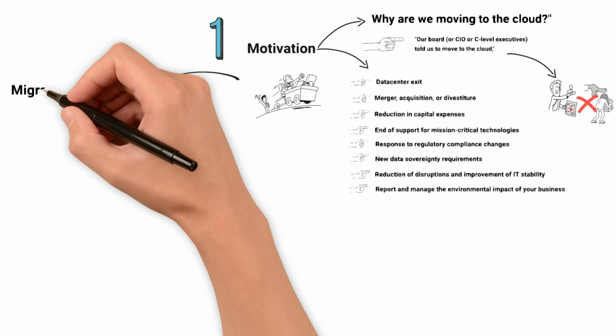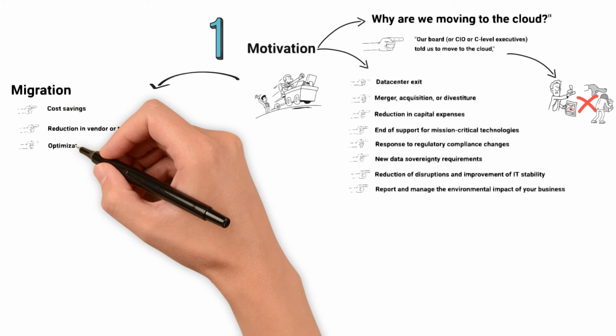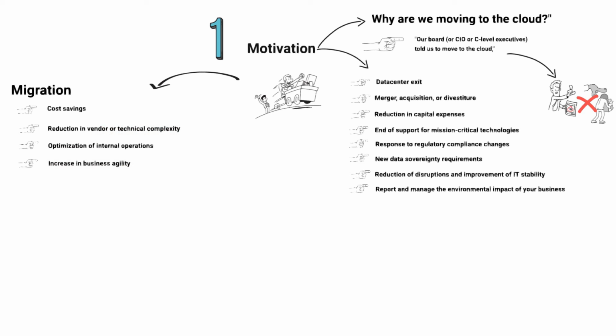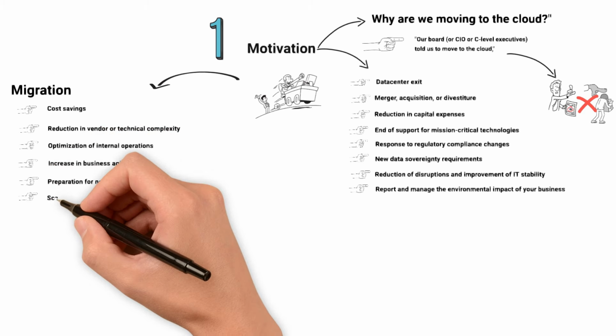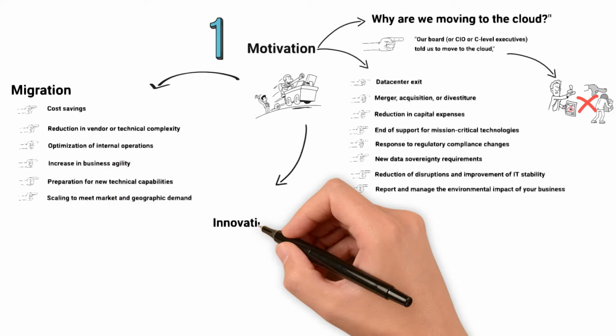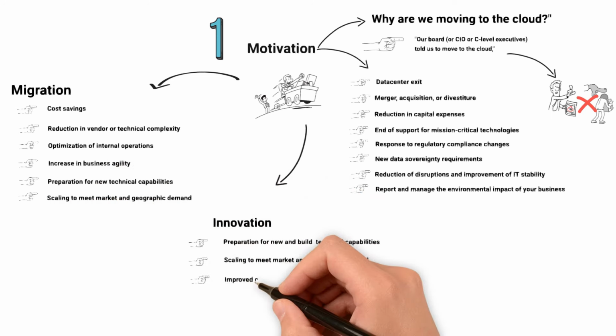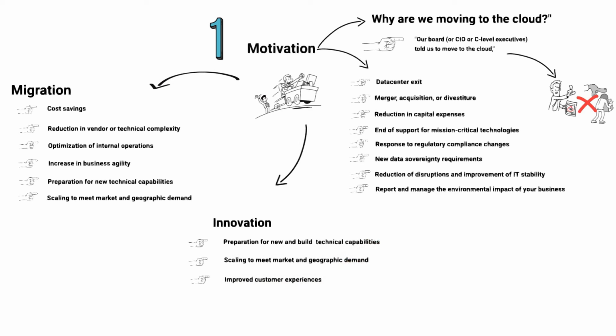The next triggering factor is migration. Business wants to see real cost savings, and they want to reduce vendor and technical complexity, and also optimize operations. The main focus is to prepare a new technical capability and scale towards new market demands across the globe. Innovation is yet another triggering factor for this motivation. Business keeps seeking new products and new enhancements for their applications. They want to scale this business towards a larger market across the globe, and they want to see how customers are consuming the applications and how it's adding value to the business.